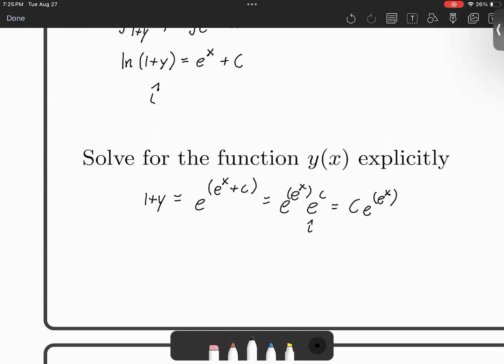Okay, last thing to do is to subtract the 1 over to the right-hand side, which gives us y is equal to a constant times e to the power of e to the x minus 1.